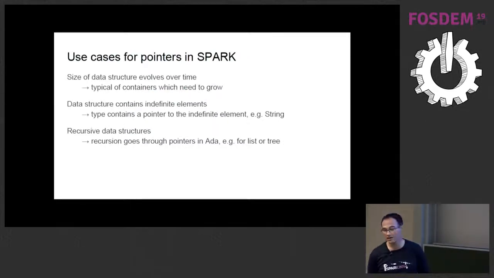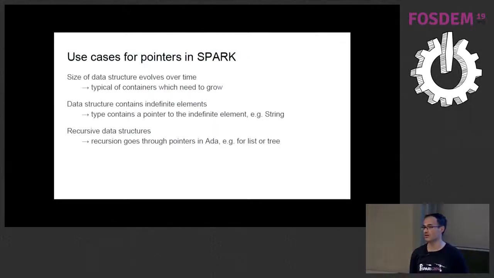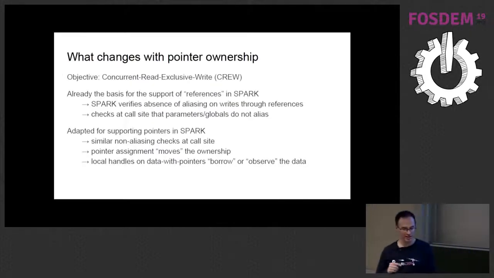So there are uses for pointers in Spark, in particular when you have some data structures that need pointers because they need to grow, for example. That's typical for containers that don't have a fixed size because they have elements that don't have a defined compile-time size. So for example, strings or any indefinite type in Ada that you must point to. That's the same for class-wide types, the objects in Ada that were mentioned before. Or because you have a recursive data type. So if you want to have your own list or tree or similar recursive data type, you need to use pointers.